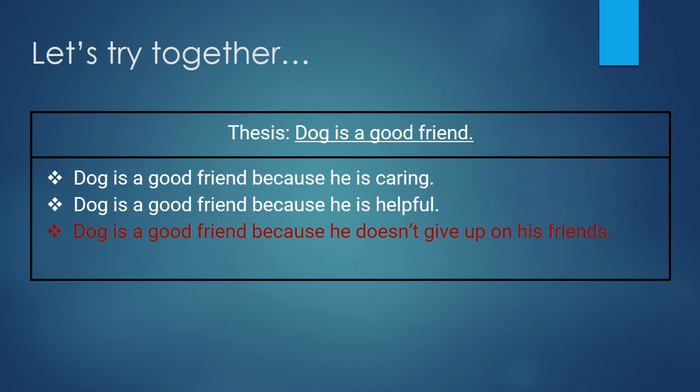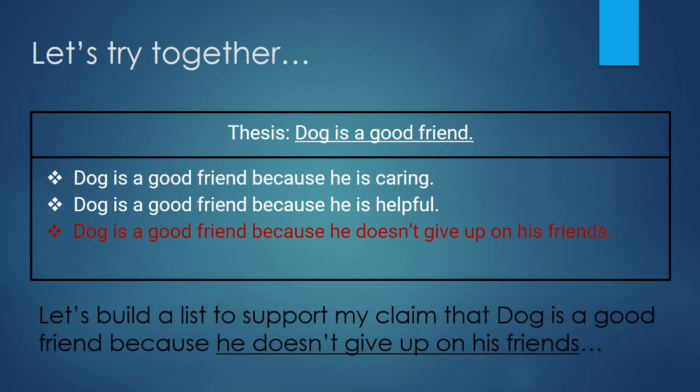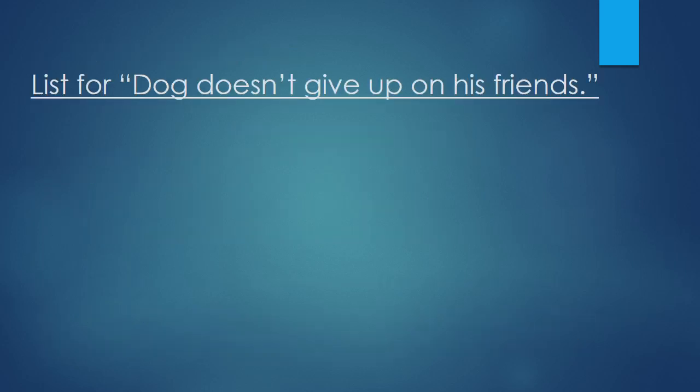Now, I've highlighted the third reason in red because that is the reason that I've chosen to create a list for. For your homework, you will be choosing one of your reasons and writing one body paragraph, which includes a list to support that reason. So let's build a list to support my claim that dog is a good friend because he doesn't give up on his friends. Now, I wrote this reminder, dog doesn't give up on his friends, so that I can stay focused on this point.